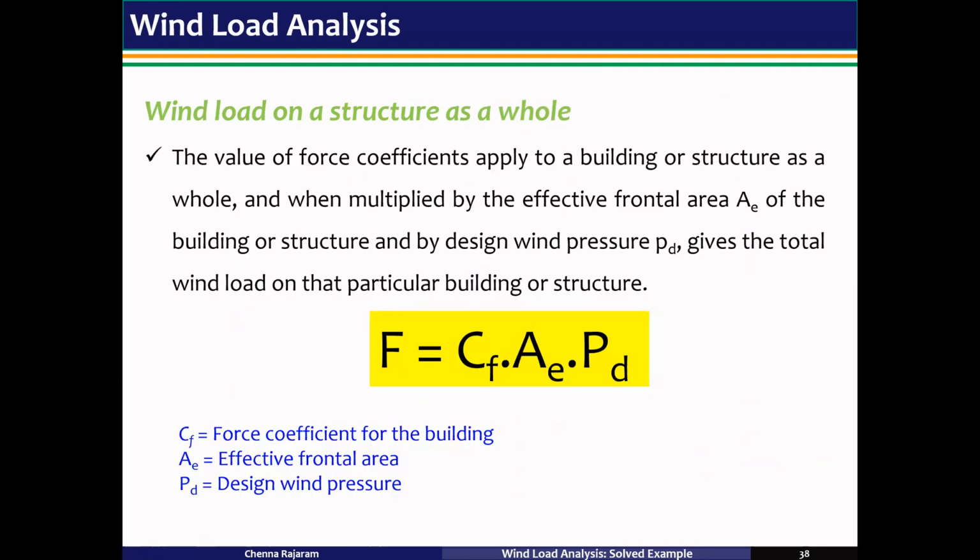Next, wind load on a structure as a whole. The value of force coefficient applied to a building or structure as a whole, when multiplied by the effective frontal area AE of the building or structure and by design wind pressure PD, gives the total wind load on the particular building or structure. F is calculated as CF, AE and PD. So CF is the force coefficient for the building, AE is the effective frontal area, and PD is the design wind pressure.